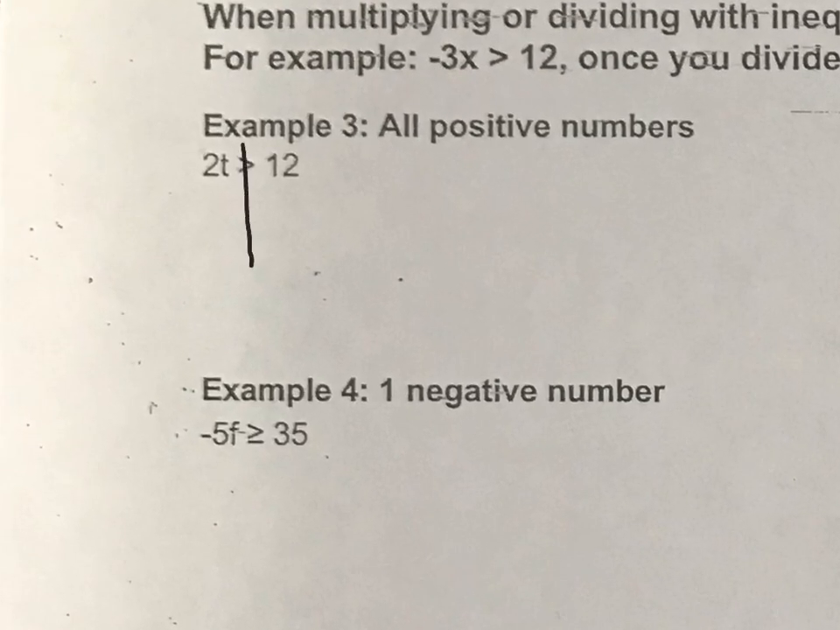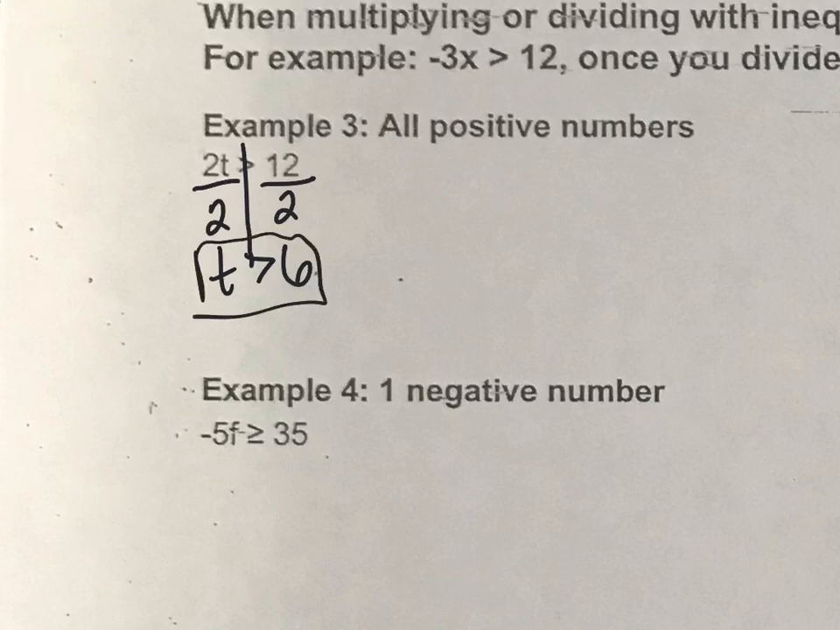Okay, 2 and t are what? Adding, subtracting, multiplying, dividing. Multiplying. So the opposite is to divide. So we have t is greater than 6. Simple enough, right?